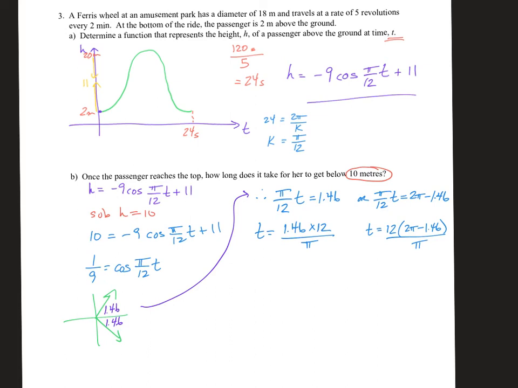Now I'm going to push some buttons. And so as I work my way through, this first one's going to get me approximately 5.58 seconds. And this last one's going to give me approximately 18.42 seconds. So let's make sure that we've got our keying sequence down on our calculator to be able to come up with those values.